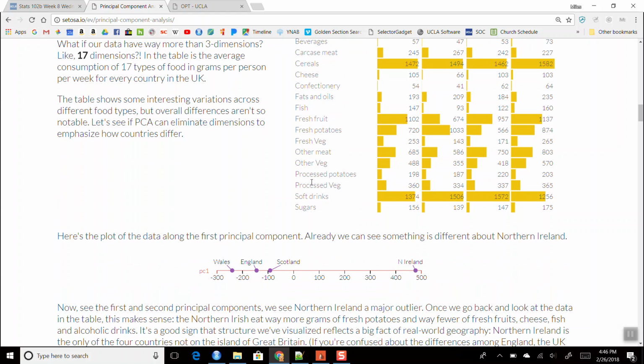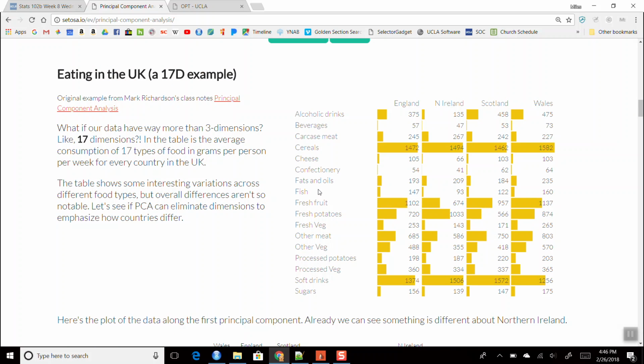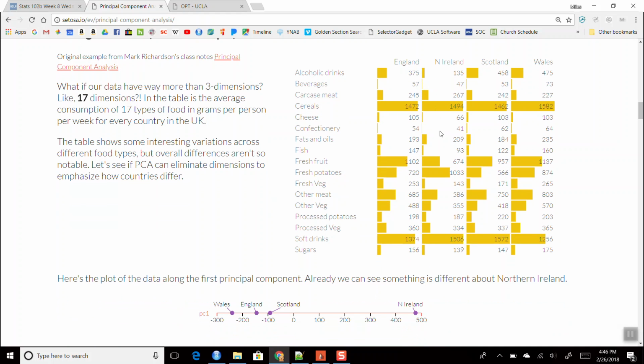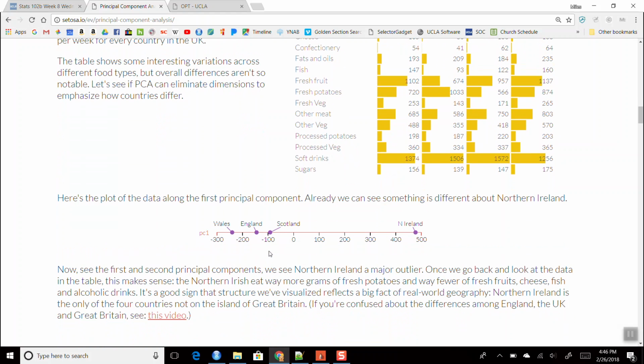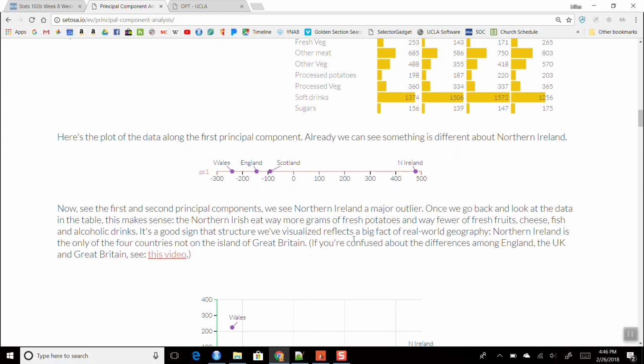Once we perform principal component analysis, this is what we find. We find Wales, England, and Scotland show up on one end, and Northern Ireland is the one that's most different from the other 3. Which of these are the most different? I don't know. Is that because they're on their own island? I don't know. So principal component analysis says Northern Ireland is a major outlier.